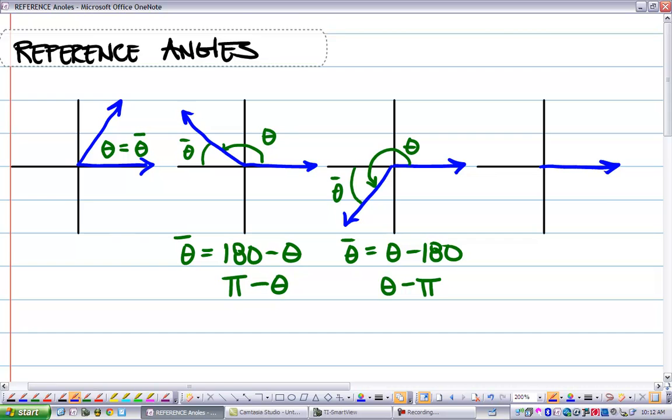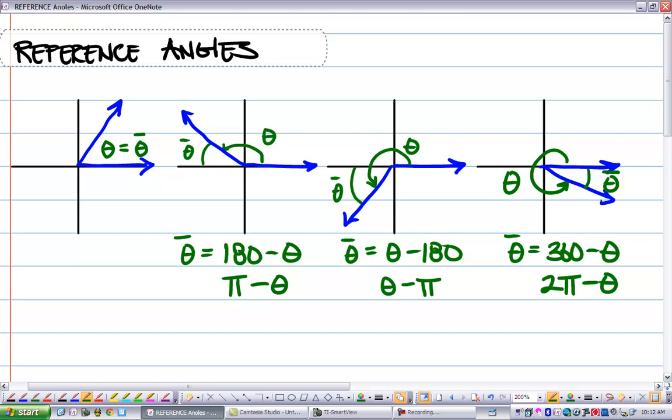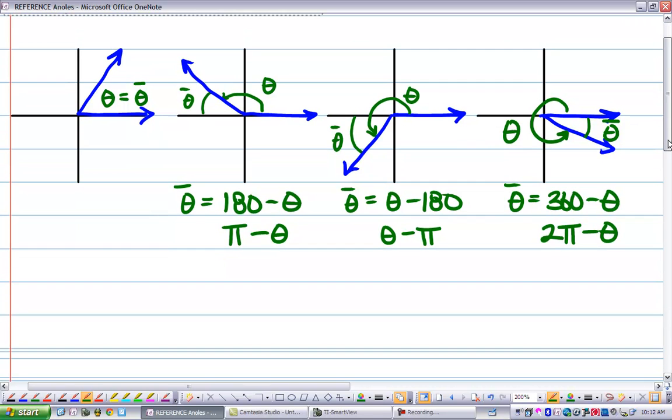And then for quadrant 4, the angle terminates here. And there's theta right there. Our reference angle is this small angle here. And to find our reference angle, we do 360 minus theta, or 2 pi minus theta. Now, those are the formulas for each of the 4 quadrants.